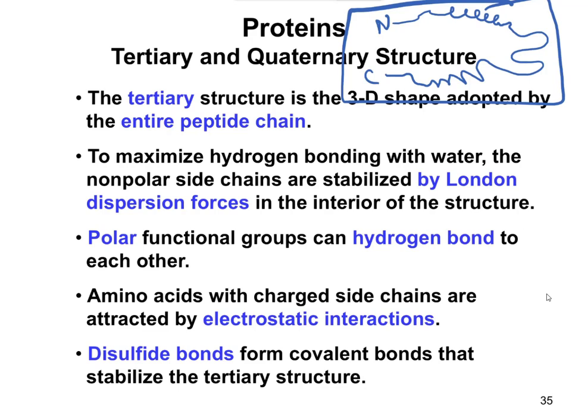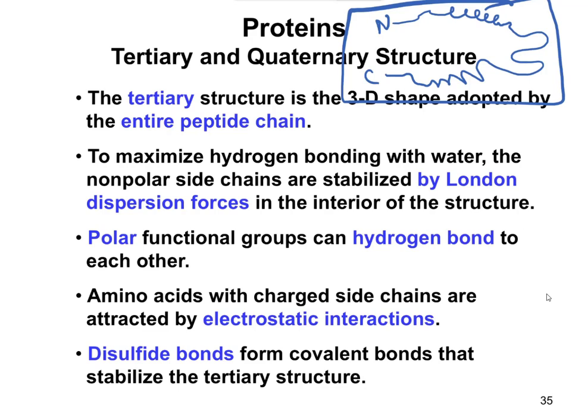And it forms in that tertiary structure. So the tertiary structure is pretty much determined by the amino acids and how they're able to fit next to each other to maximize all their interactions. So the second bullet point there says to maximize hydrogen bonding with water, nonpolar side chains are forced into the interior of a structure.